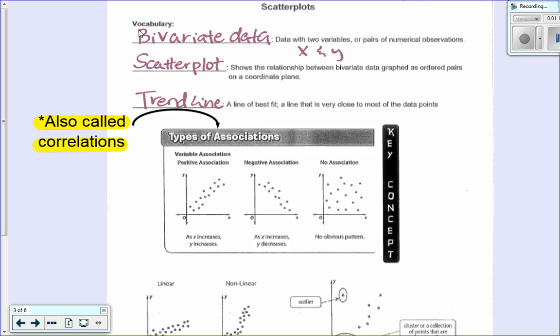A trend line of best fit is a line that is very close to most of the data points. So if you look at here, there's not one straight line, right? Okay, so the trend line is a straight line that's very close to most of your data points, okay? All right, and these are the 3 different types of association, or sometimes you'll hear the word correlation. So correlation or association mean the same thing, okay?